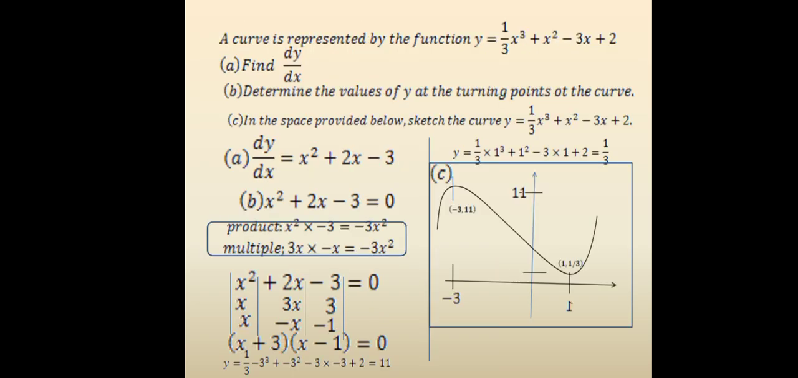A curve is represented by the function y = (1/3)x³ + x² − 3x + 2. A. Find dy/dx. B. Determine the values of y at the turning points of the curve. C. In the space provided below, sketch the curve y = (1/3)x³ + x² − 3x + 2.